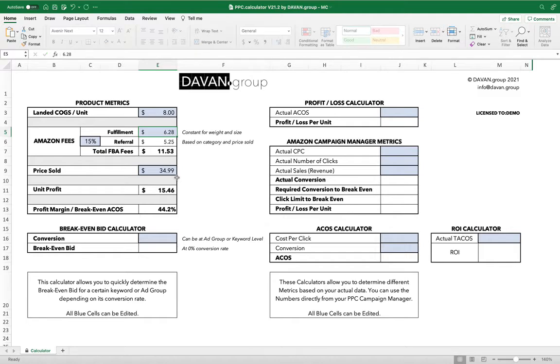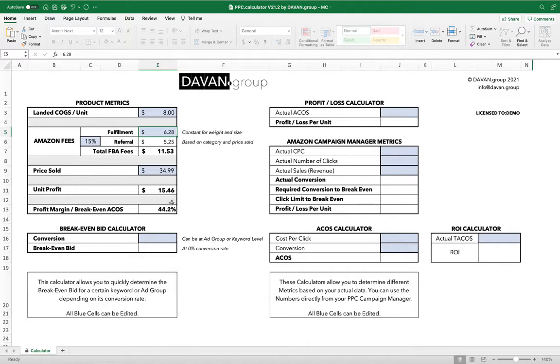And there you go. You get the calculation of your unit profit. So your unit profit is your price sold minus your FBA fees minus your landed COGS. So that leaves you with $15.46 to play around with. Now you can either pocket this money, but often we have to spend some of this money on advertising.